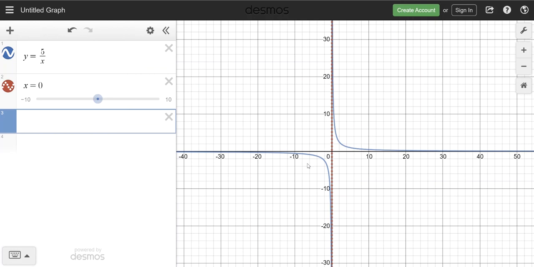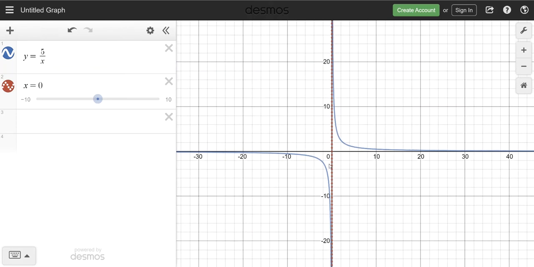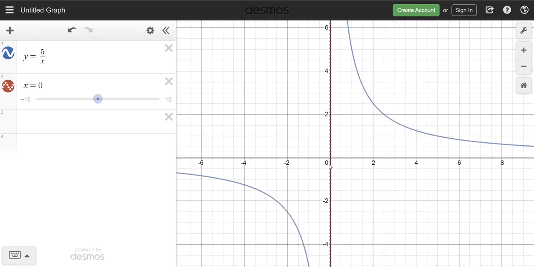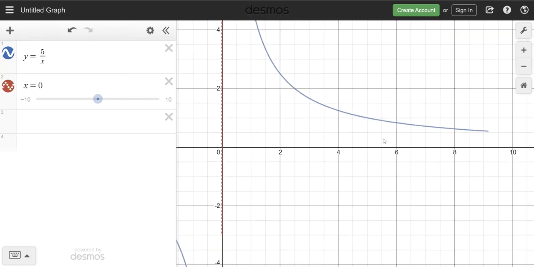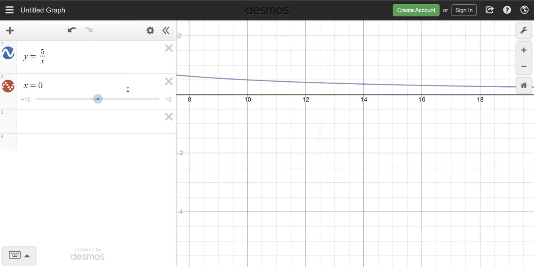So we have actually both a horizontal and a vertical asymptote. An asymptote is simply a line which the graph approaches but does not touch. Now you may wonder, does it really not touch? Well, for practical purposes, you could say it touches, but in theory, it never touches.